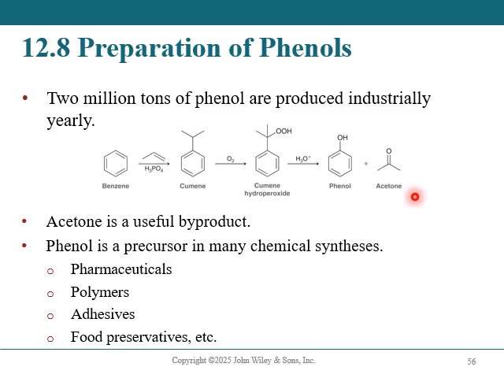One reason this process is so economically attractive is that both products are actually valuable. Phenol is used to make pharmaceuticals, polymers, adhesives, and many other things, while acetone is itself an important industrial solvent and a chemical feedstock. We use this either as a solvent or starting material for a number of other processes.